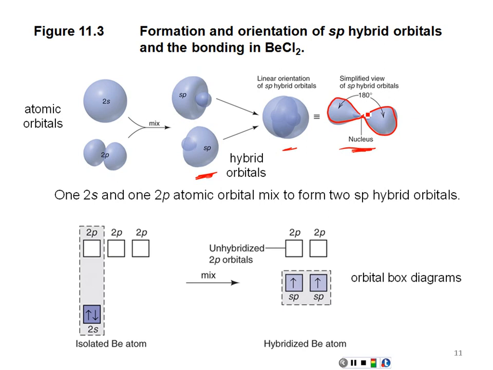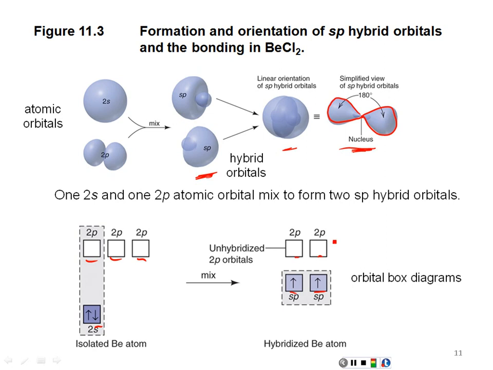And let's look at an example of this. If we had a beryllium atom, these are our atomic orbitals, the 2s and the three 2p orbitals. If we took a 2p and a 2s orbital to hybridize them, our new orbital energy diagram would look like this. We'd have two sp hybrid orbitals and two unhybridized p orbitals remaining.